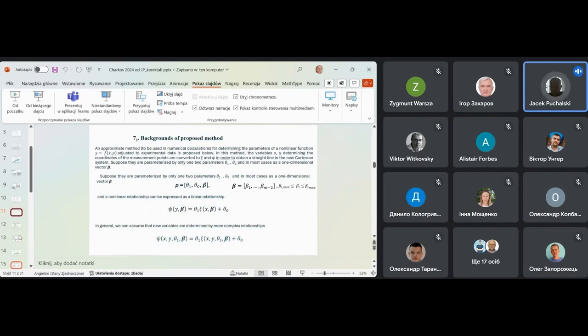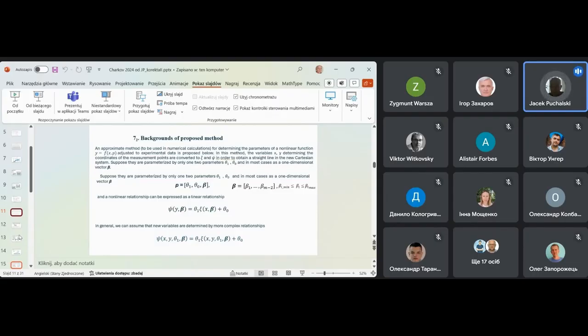So from one point to another point, from one variable to another variable, we should multiply all uncertainties at any point by the first derivatives of the transfer function.